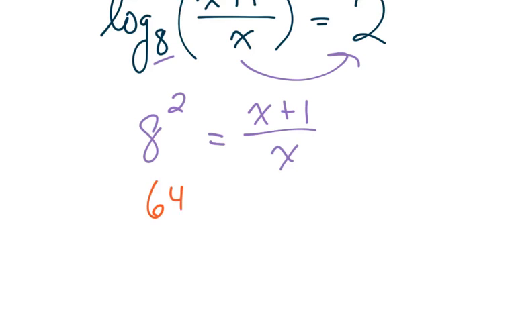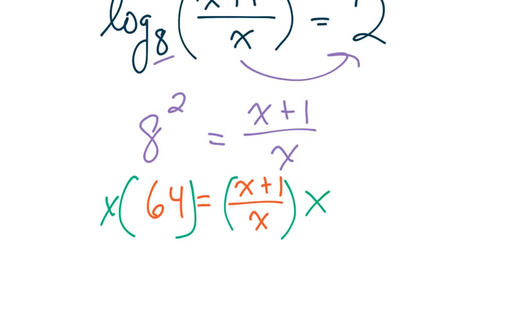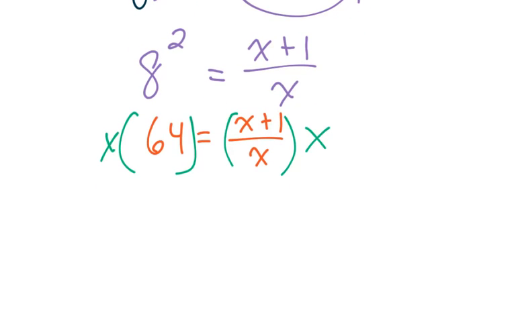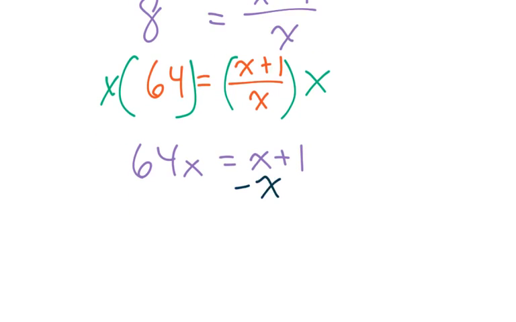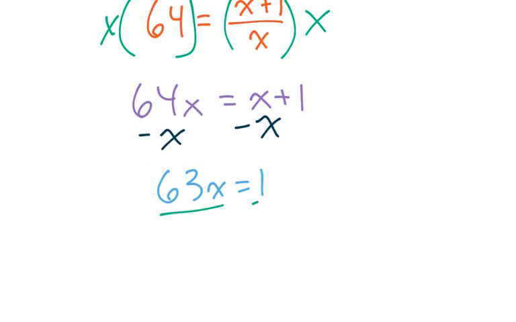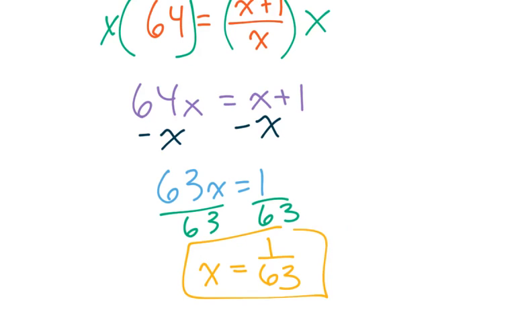So I'm going to tidy this up, call that a 64 on the left. And now I'm going to multiply both sides by x, so we can get rid of that denominator there. So we got 64x equals x plus 1. I'm going to subtract my x on both sides. So we get 63x equals 1. And this is going to be a weird little fraction, but we end up with x equals 1 over 63.